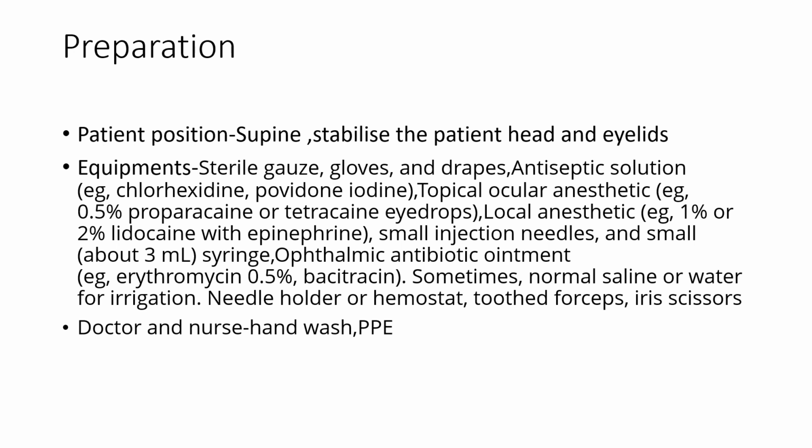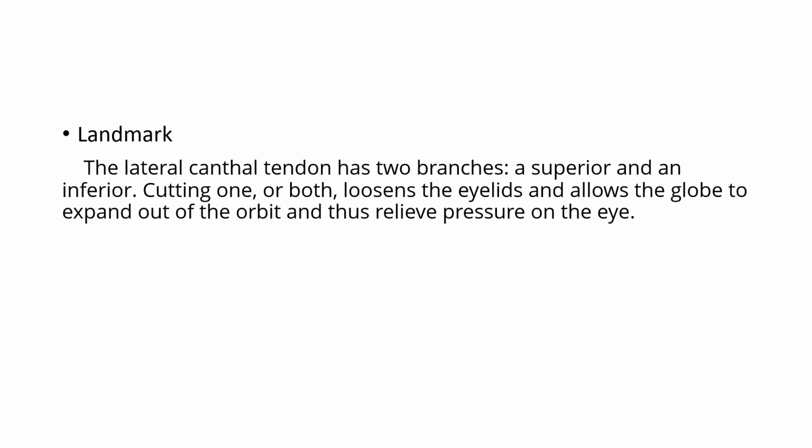Now the procedure itself. Before doing the procedure, we should identify the landmark. Usually the landmark is the lateral canthus. The lateral canthal tendon has two branches, a superior and an inferior branch. So if you cut one or both, this loosens the eyelids and allows the globe to expand out of the orbit, and thus it relieves pressure on the eye.